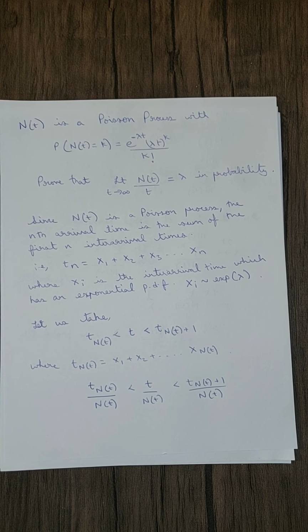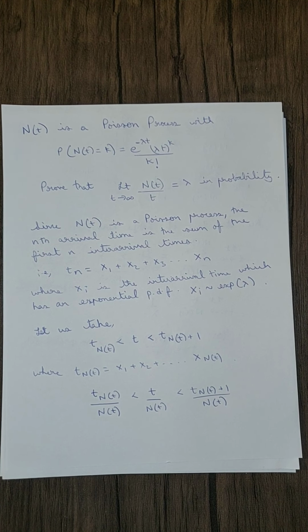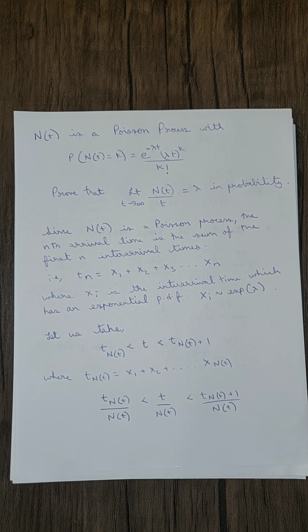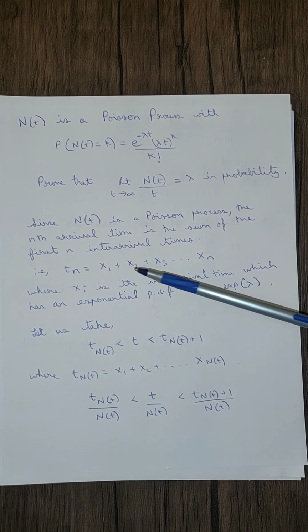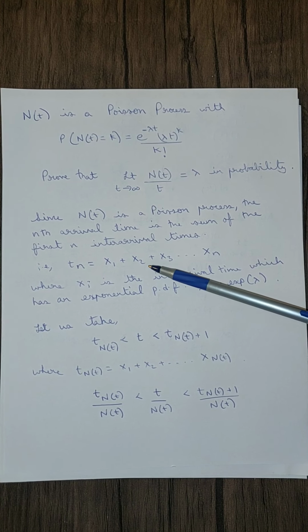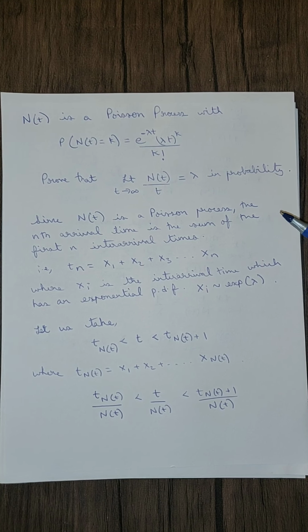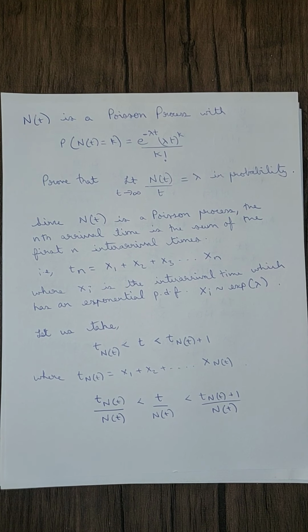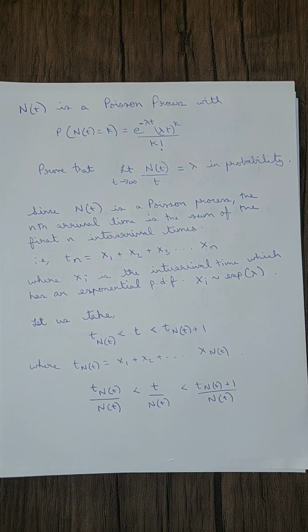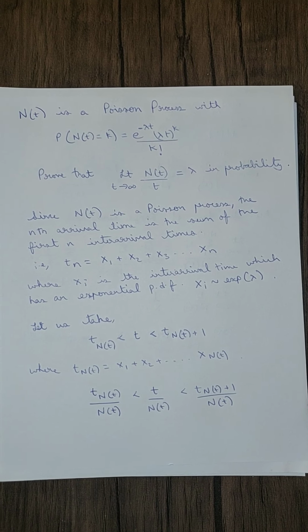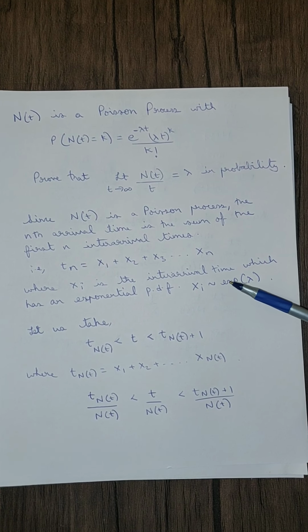Since N(t) is a Poisson process, the nth arrival time is the sum of the first n inter-arrival times. This is one of the properties of the Poisson process. So for our notation, let T_n equal X1 plus X2 plus X3 and so on up to Xn, where each Xi is the inter-arrival time, each of which is exponentially distributed. Each of them has an exponential PDF with the parameter lambda, so the mean of each of these is 1 by lambda. The expected value of Xi is 1 by lambda.